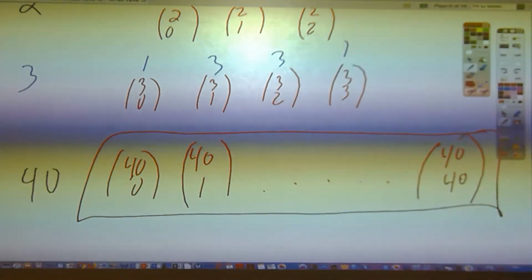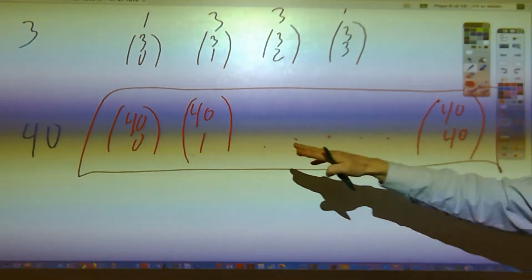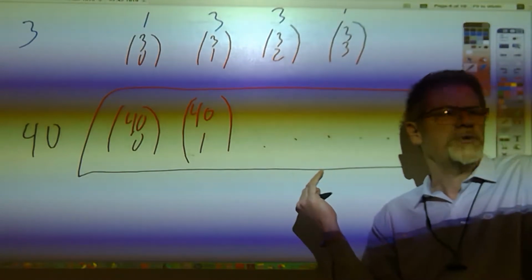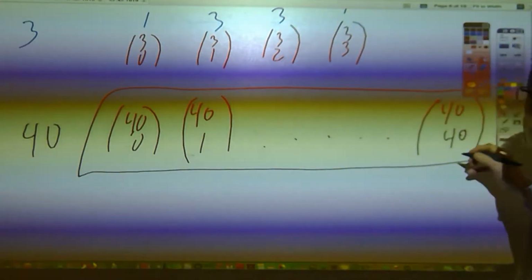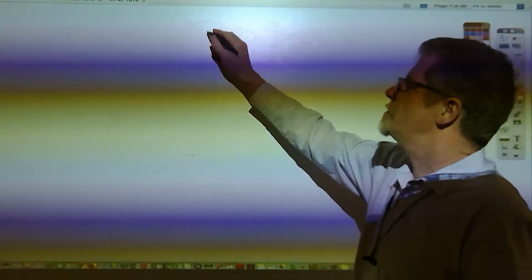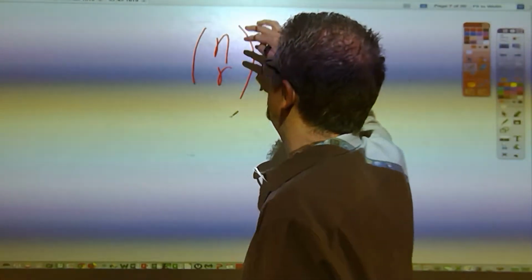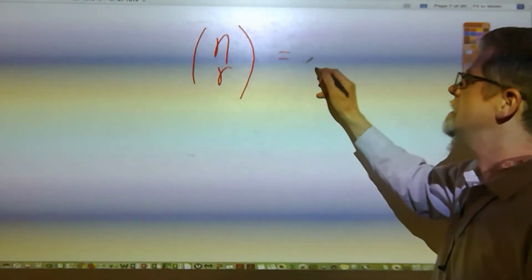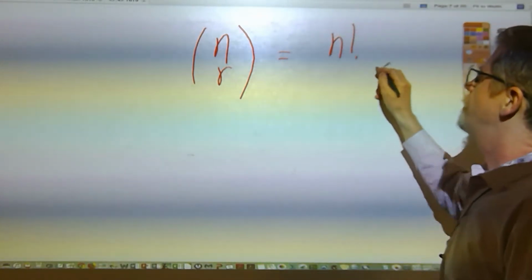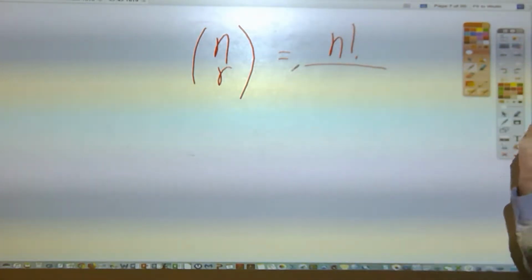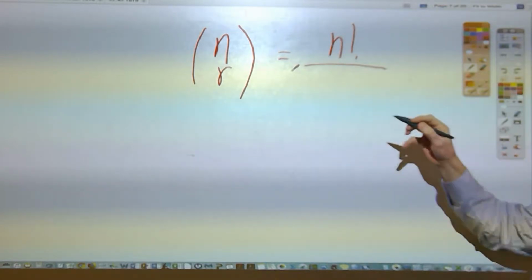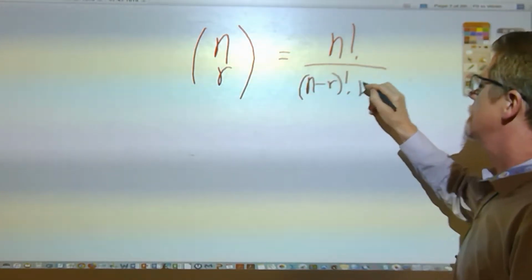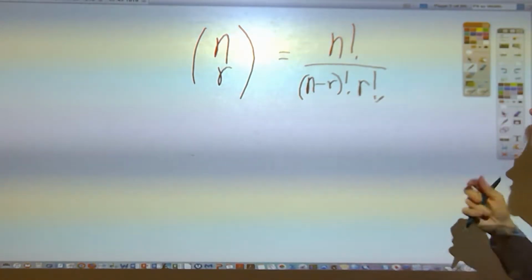Well, how do I find out what 40 choose 0 is? It's 1. But how do I find what 40 choose 2 is? Well, there's a formula that you're responsible for knowing, n choose r. If n people try out for the team and only r of them are selected, then the formula for finding that number in Pascal's triangle is n factorial over n minus r factorial times r factorial. Let's practice this a little bit.